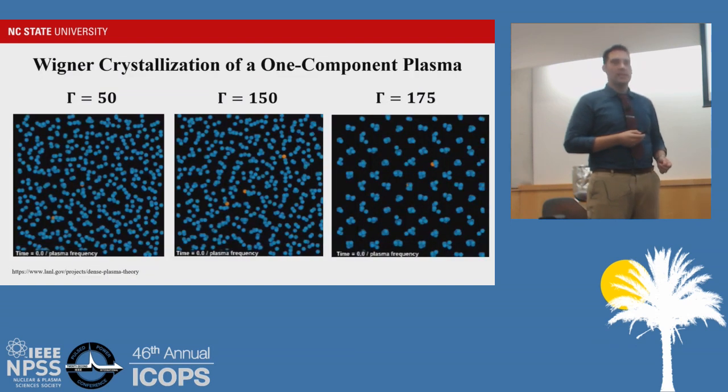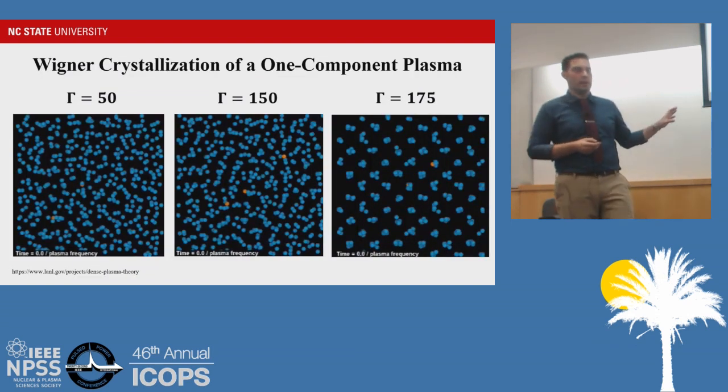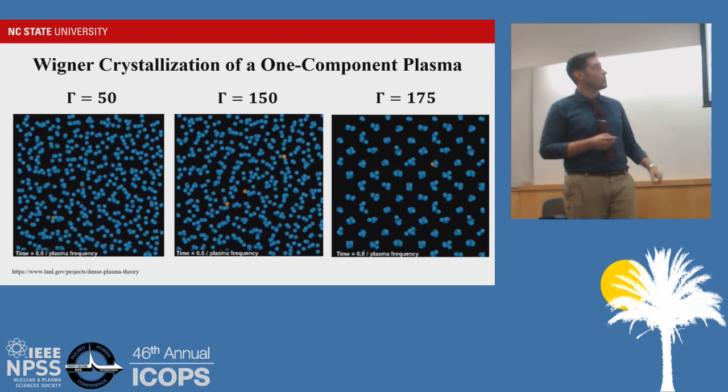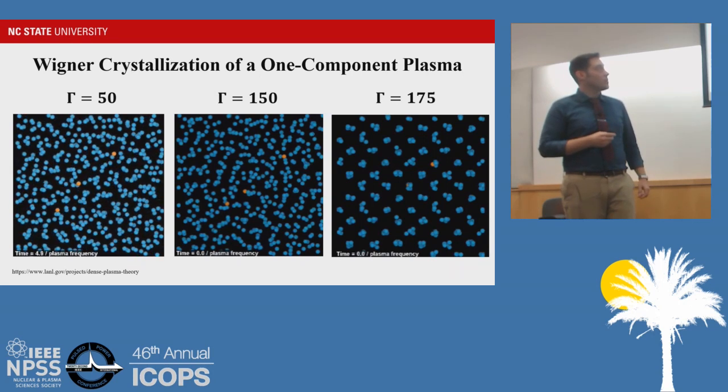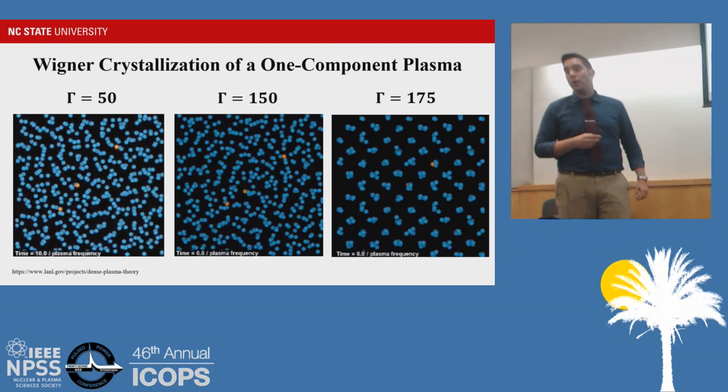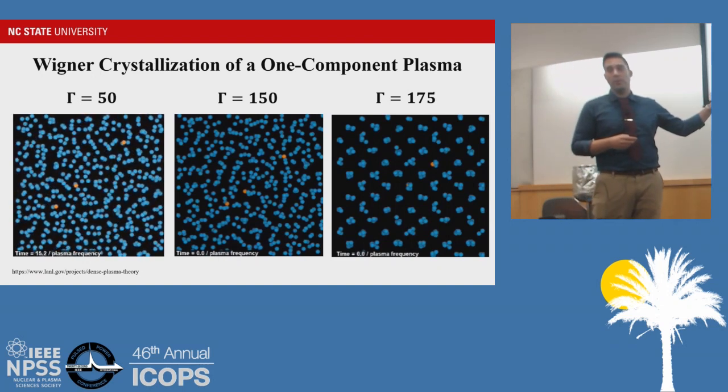So again, let's go back to that one component modeling again. There's a particle in simulation. So at gamma 50, we see that the particles really don't move around very much. And this is really what you would consider a liquid.